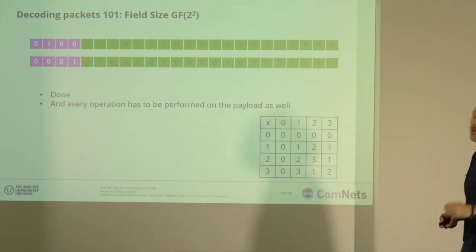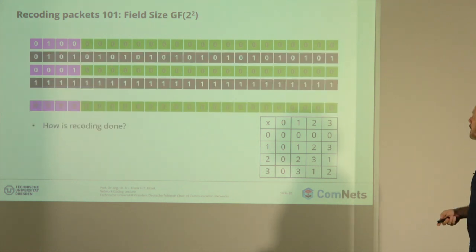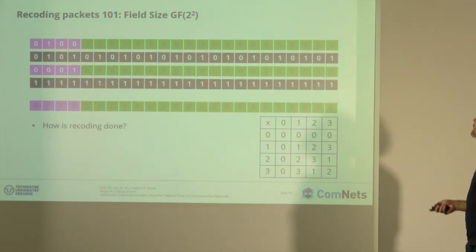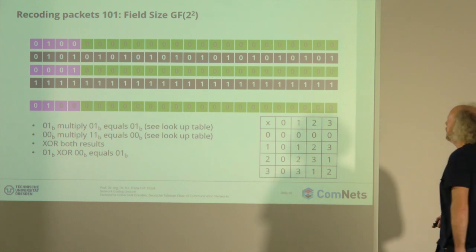Now the last one is, we have encode, decode, what is missing, recoding. With recoding, it's very simple. We take our two packets here, and then we say, okay, randomly we take 0, 1 and repeat it, 0, 1, 0, 1, 0, 1. Here we took randomly 1, 1 and repeated all the stuff. We just do an XOR over that.